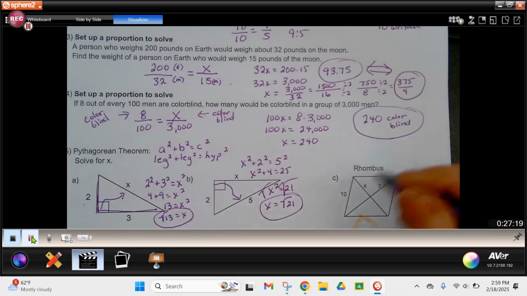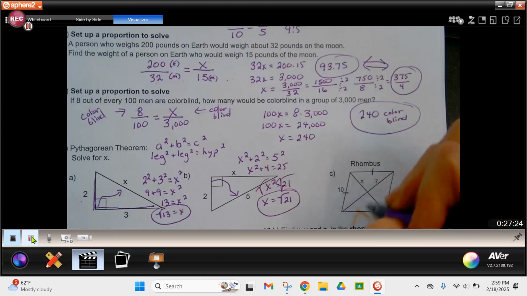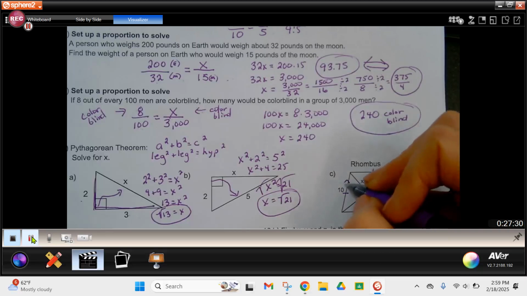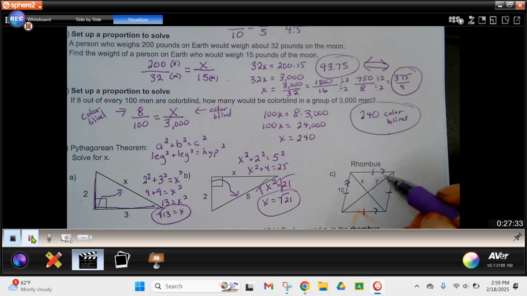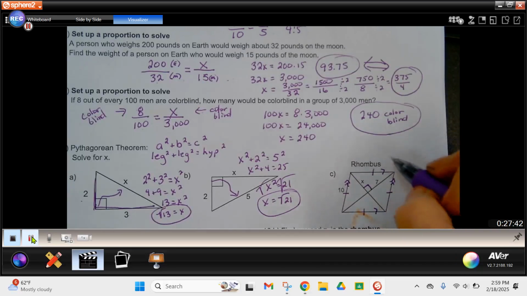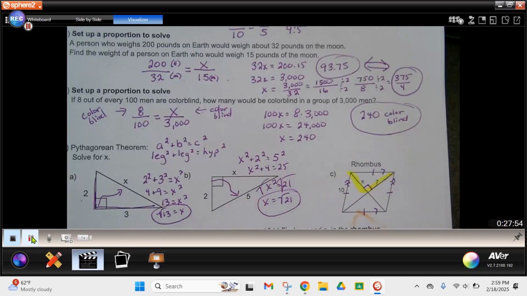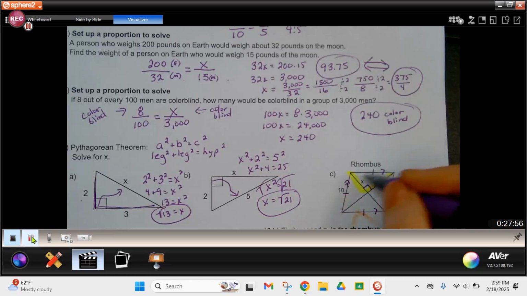Now here we have a rhombus, and so we need to remember that in a rhombus, all 4 sides are the same. It's a parallelogram because this is parallel to this, and this is parallel to this. But also the diagonals meet at a 90-degree angle. So if I'm going to solve for x, I need to know that I'm going to use the Pythagorean theorem. Well, I have this leg here. This is a leg, and x is on a leg. These are legs. They form the 90-degree angle. And this side over here is the hypotenuse, and we know it's 10 because this is a rhombus. So all the sides are 10.